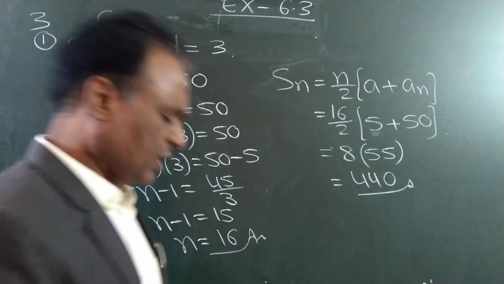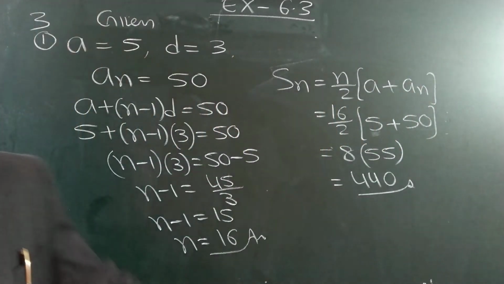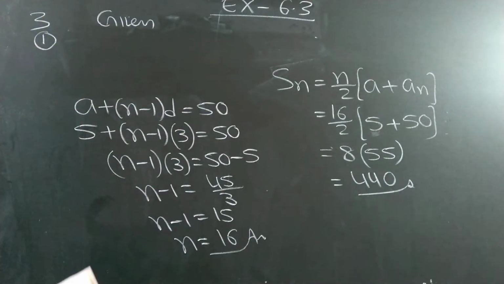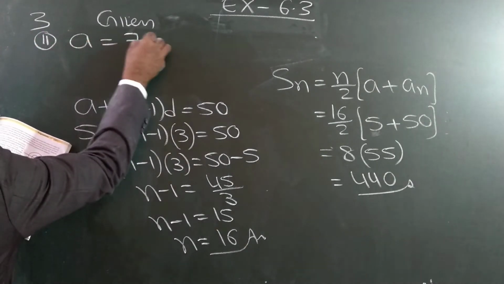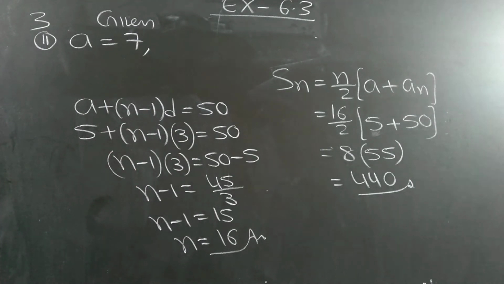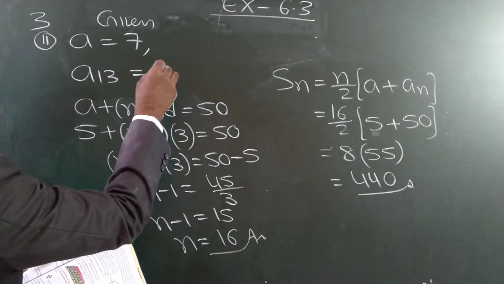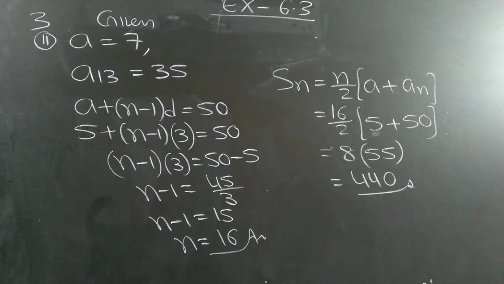Second bit, simple questions, practice of formulas. Whatever formulas I gave, we are practicing in different ways, but important problems. a is equal to 7. a13 is equal to 35. a is given, a13 is given.